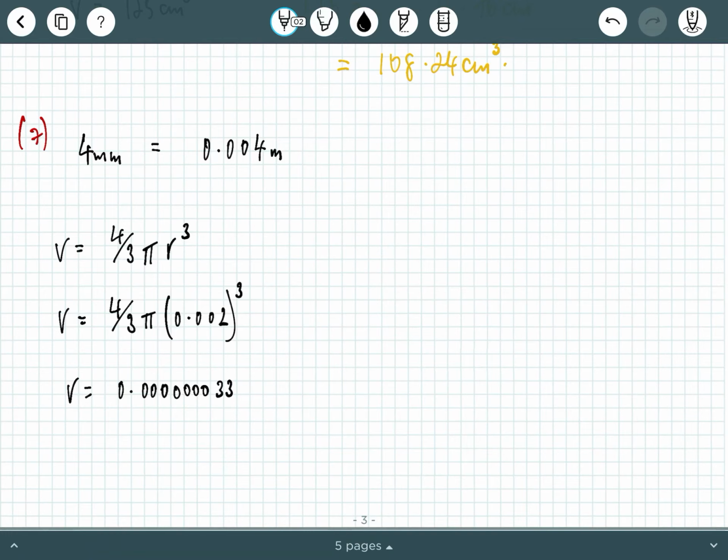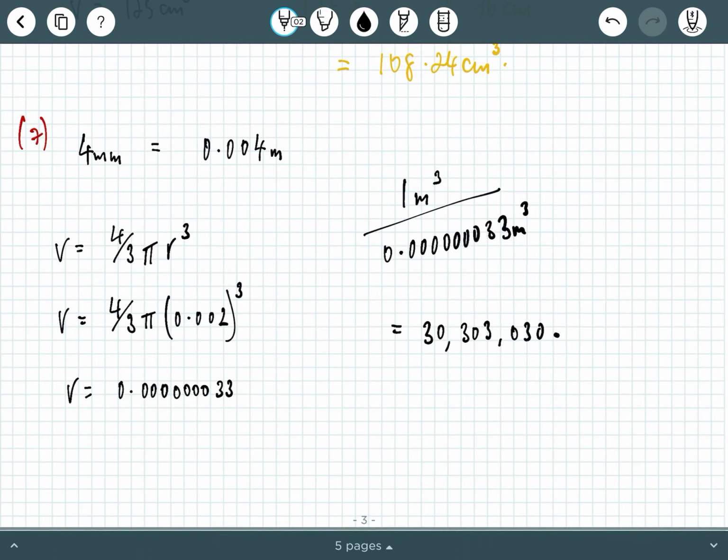Now, all you have to do is, if it's 1 meter cubed, divide that by the volume of one ball bearing in meters cubed. And what does that work out to be? Bear with me. 1 divided by 0.123. That's a lot of ball bearings. I'm getting 33,030.3. Now, what do you do with that 0.3?